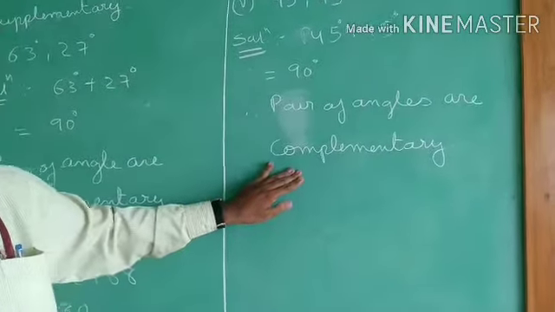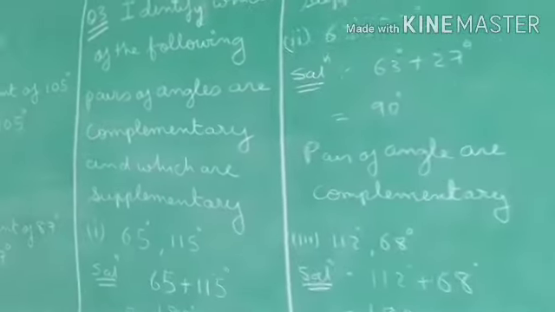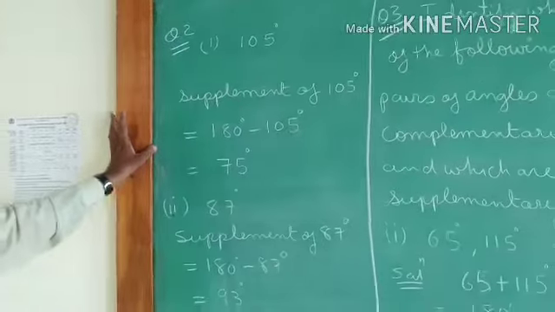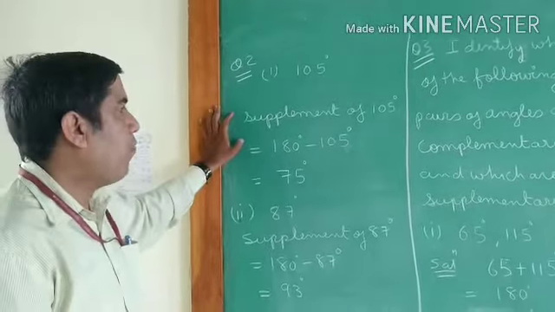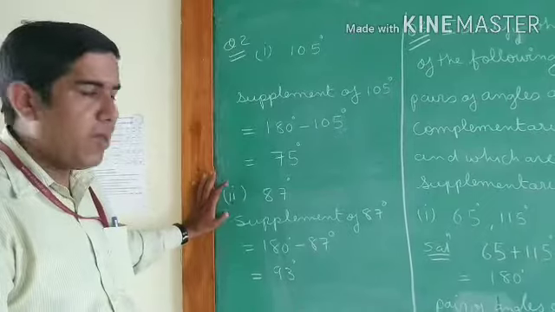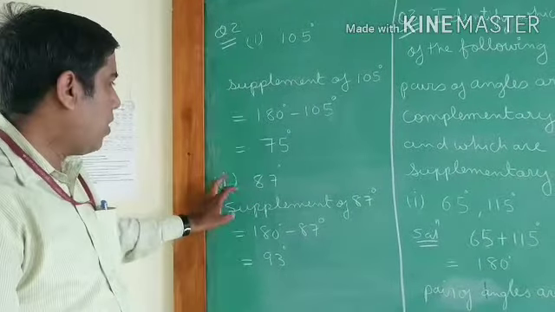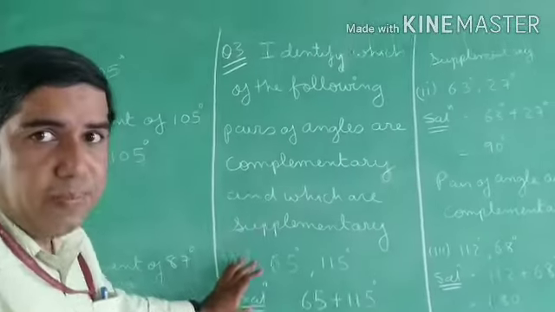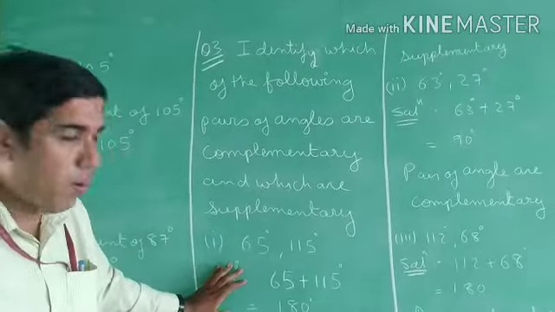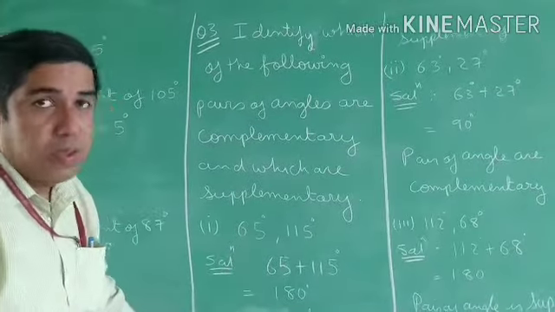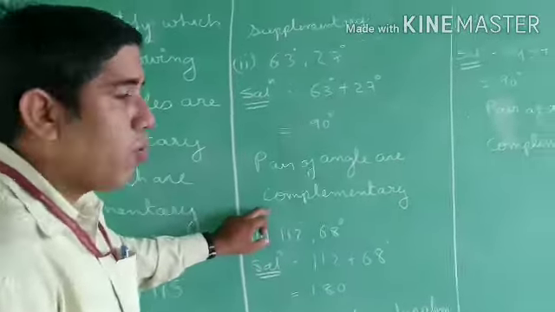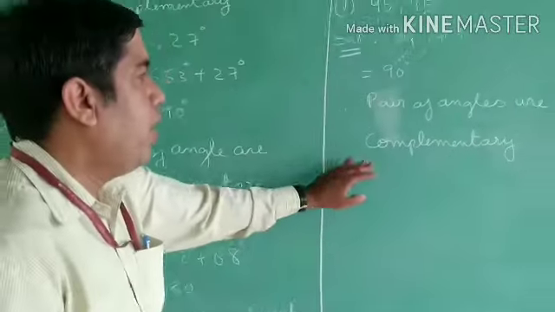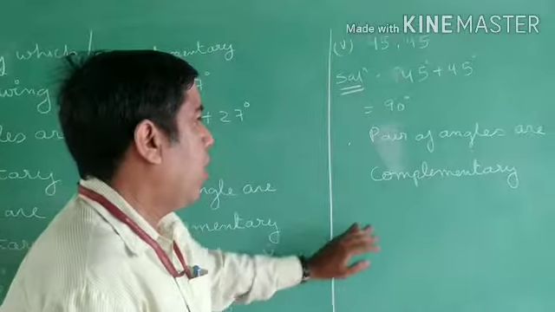So you can see, I just now discussed with you the question number 2. It is supplementary. You have to find the supplementary angle when one angle is given. So supplement of the 105, you have to subtract from 180 to get the answer. I got it for 87 also, the answer 93. Here you have to verify and check which are complementary and which are supplementary. The first one is supplementary. Second one is complementary, and the third one is supplementary, and the fifth one is complementary.